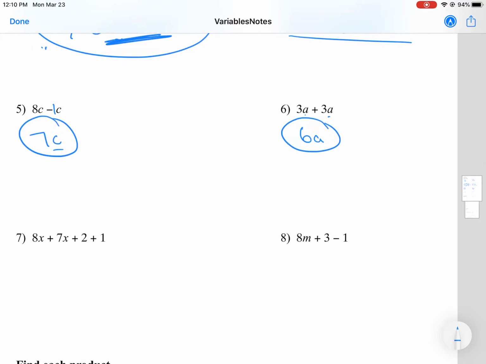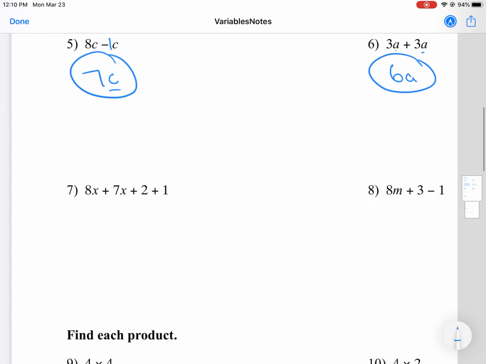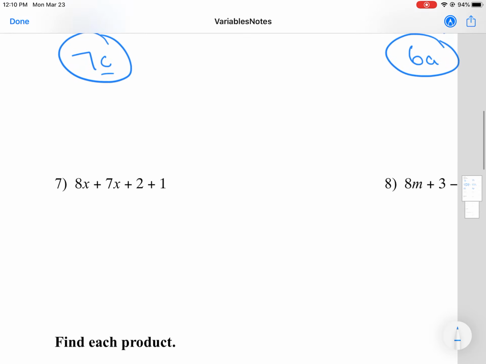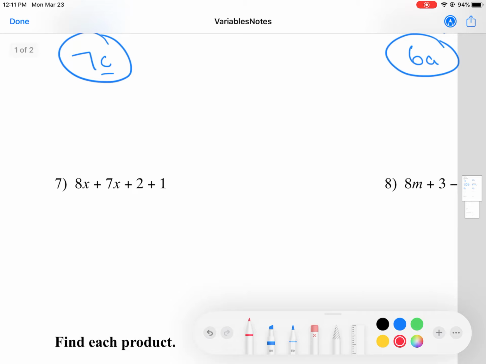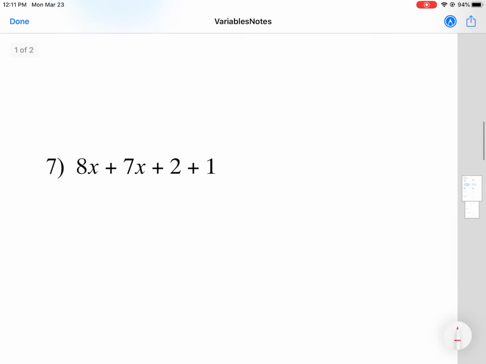All right, 7 and 8. Some big dogs here. All right. So number 7. Let's take a look at number 7. There's a lot going on here. I'm going to play with some colors here. So I have an 8x plus a 7x plus 2 plus 1.